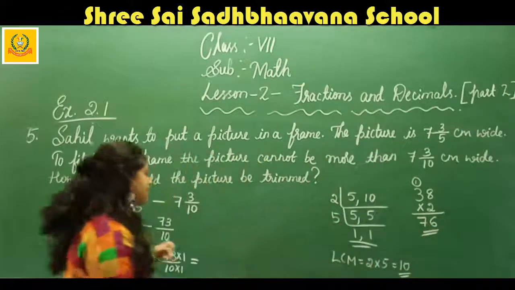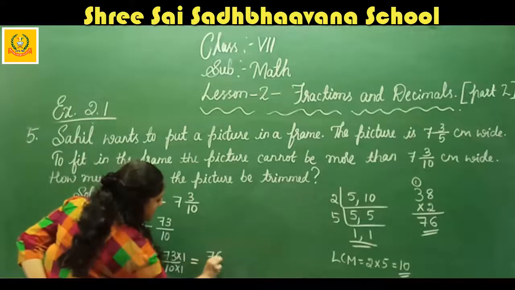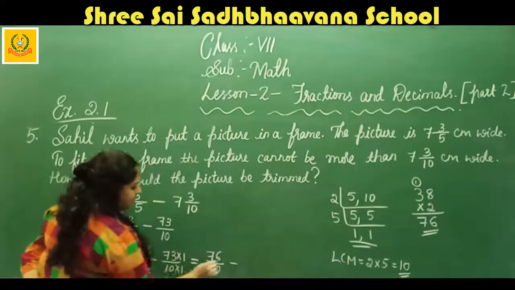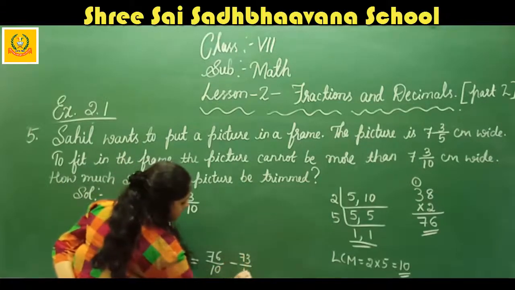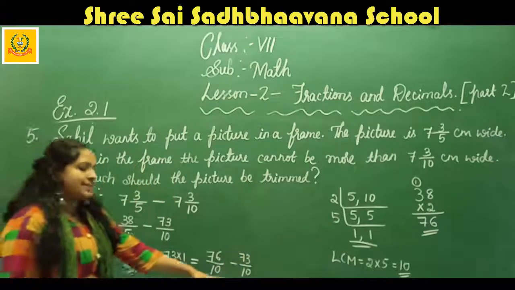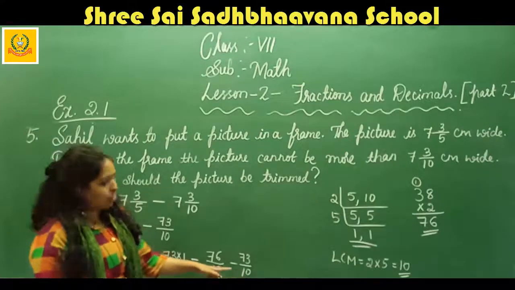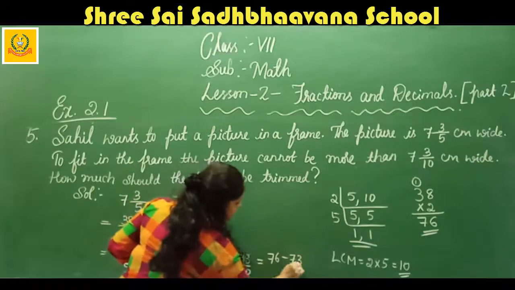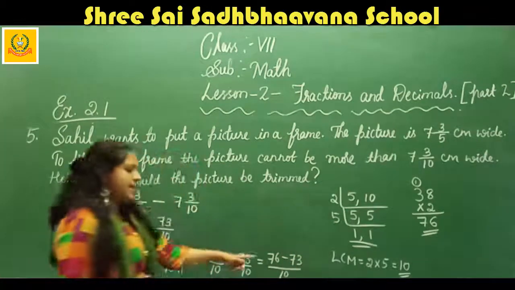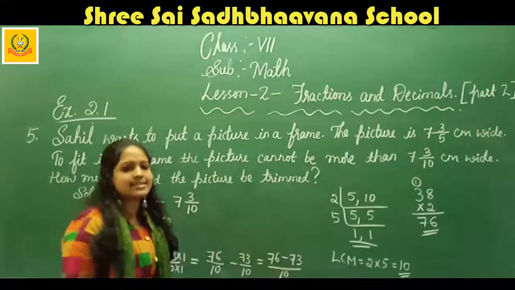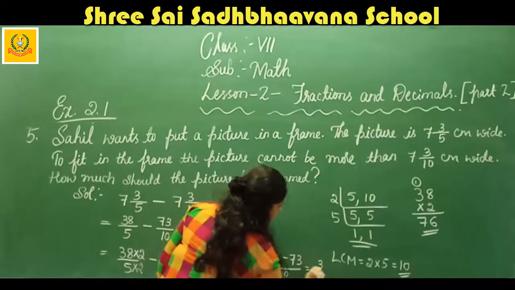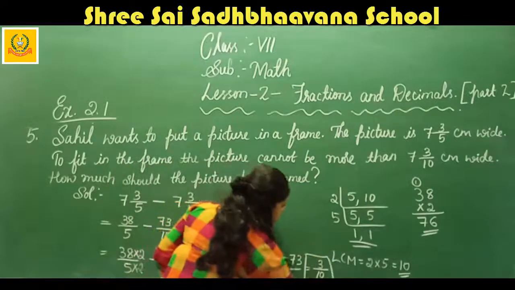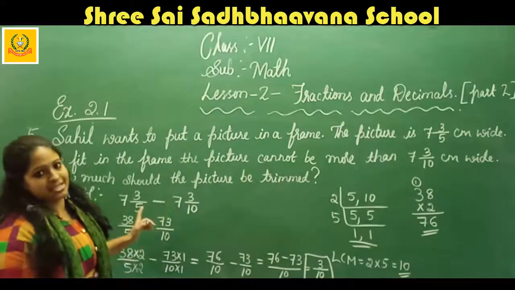So what is the answer you got? 76. 76 by 10 minus 73 ones are 73 by 10. Now you see, the denominators are same. What you have to do when the denominators are same? Subtract the numerators. 76 minus 73 by 10. So what is the answer? 76 minus 73 is 3. 3 by 10. So how much portion should he trim then? He has to trim 3 by 10 portion of the picture.